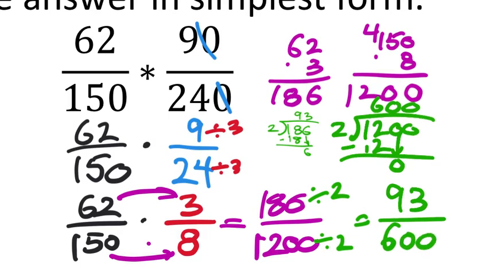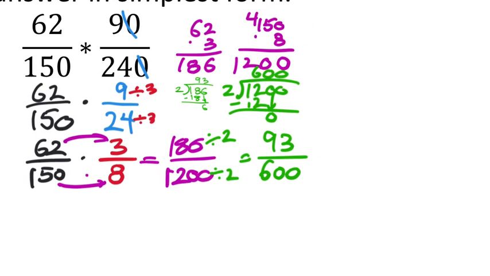Well, at this point, I see that 93 and 600, 600 is divisible by 3. 9 plus 3 is 12, so that's divisible by 3 as well. So let's go ahead and do that, with a little bit more space here. Let's divide these by 3 then. And I'll start with the denominator just because I think it's easier on this one. 600 divided by 3, 6 divided by 3 is 2. Just tack on the 2 zeros, right? But the 93 divided by 3, that one may be a little bit more complicated.